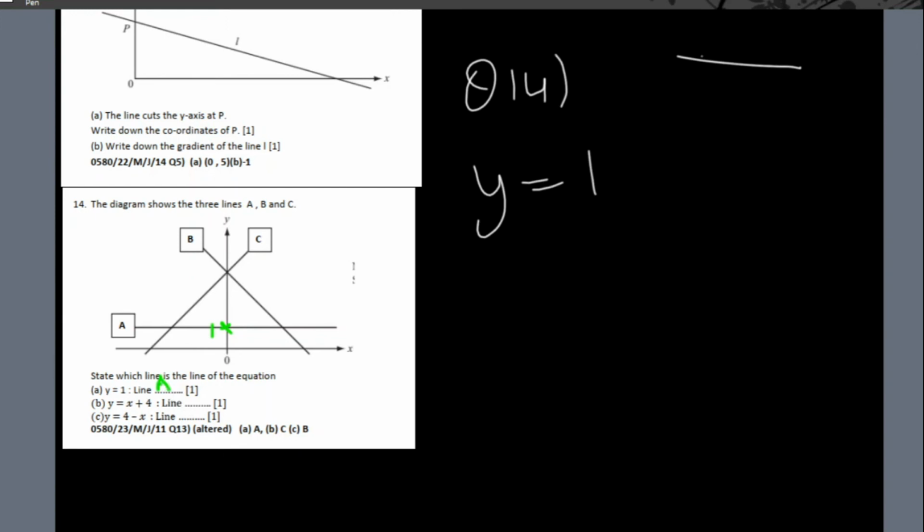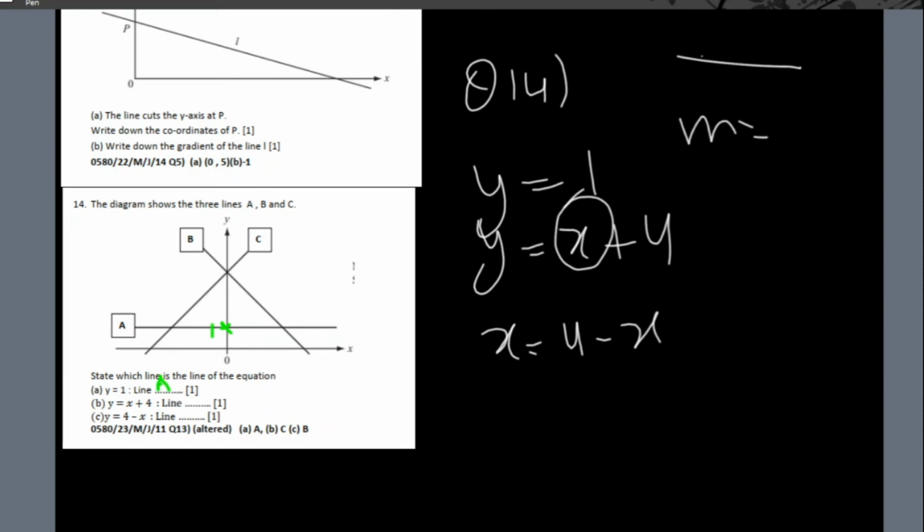Then the next equation is y equals x plus 4, and the third one is y equals 4 minus x. Now keep this in mind, the slope is positive 1, so it should be a rising line. So C is a rising line, so let's write C here, and then part B is left. For this the slope is minus 1, so it's a falling line, so automatically B is a falling line. So these are the answers for question 14.